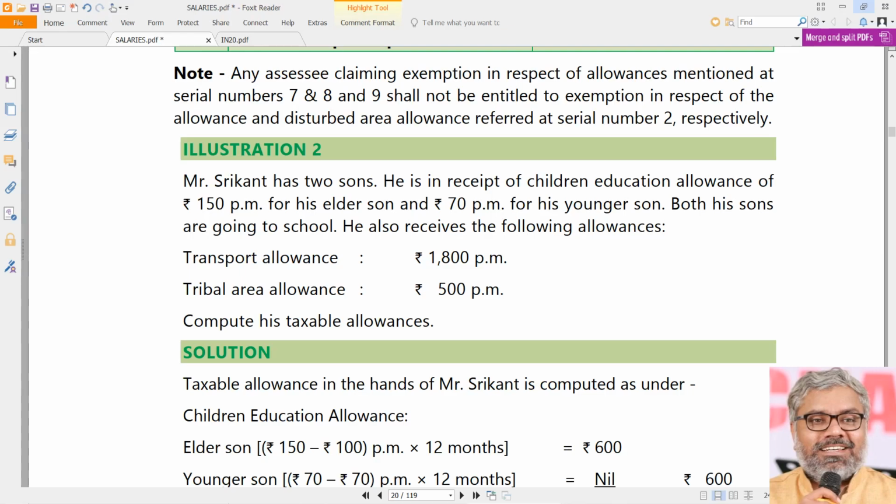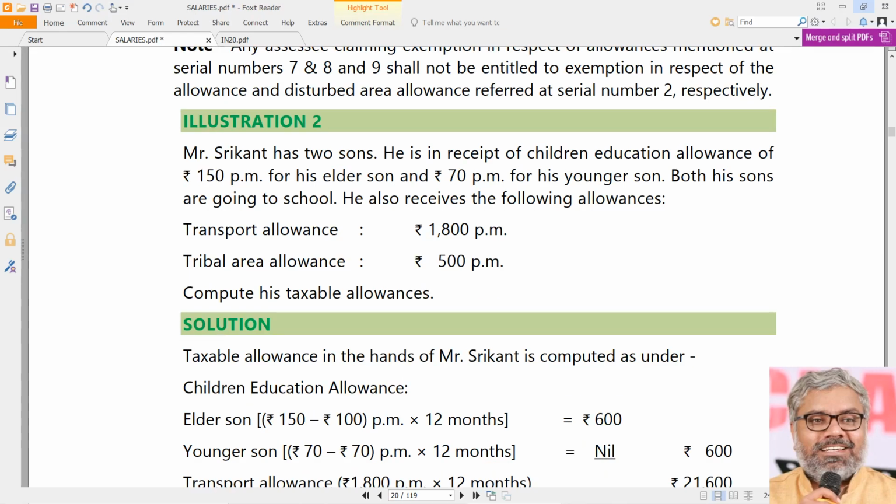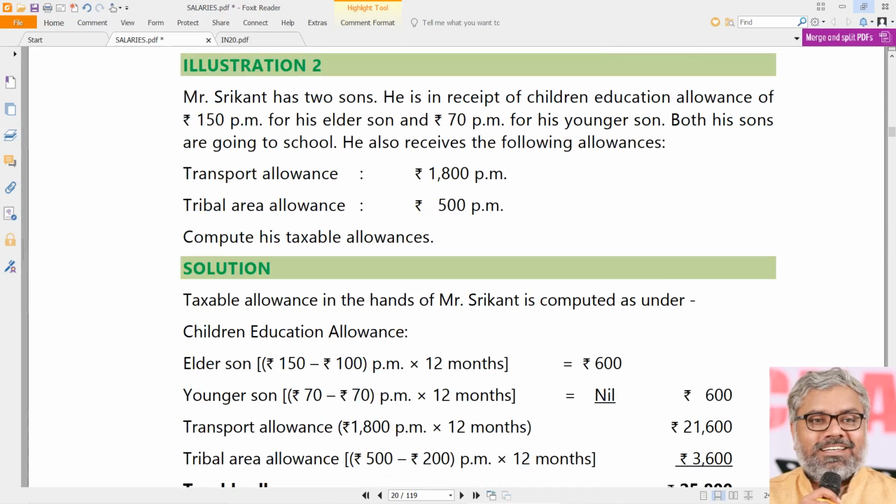That's it. There is some question here which is given. Generally, you can go through that. Srikanth has 2 sons and is in receipt of children education allowance of 150 rupees per month for his elder son and 70 rupees per month for his younger son. Both his sons are going to school and he also receives the following allowances. Transport allowance 1800 per month, tribal area allowance 500 per month. So compute his taxable allowances, he is asking.